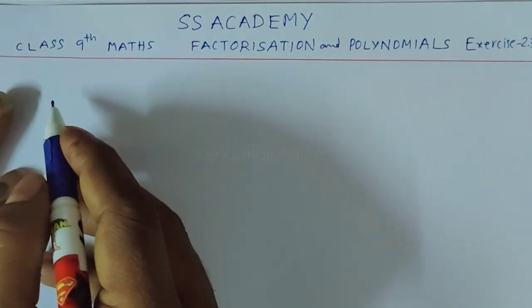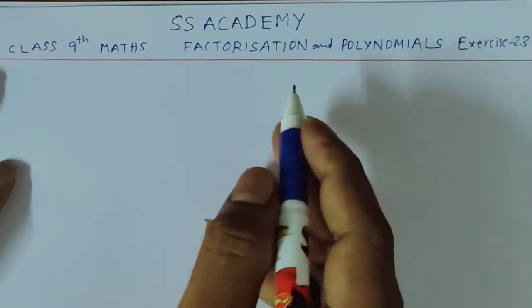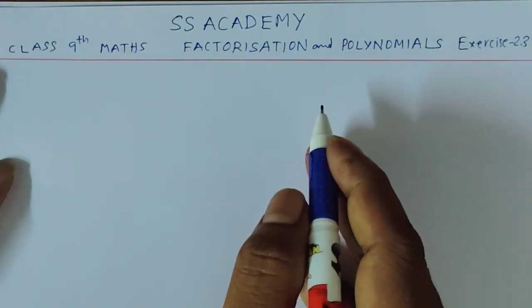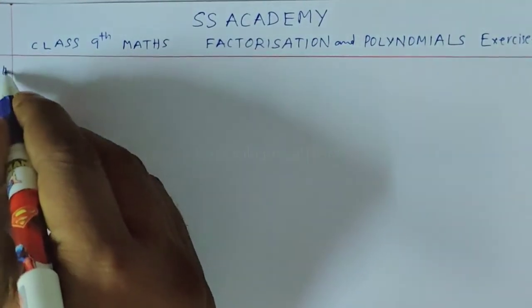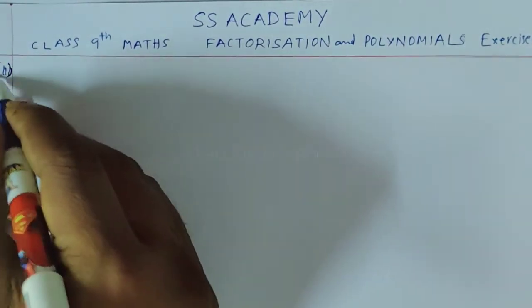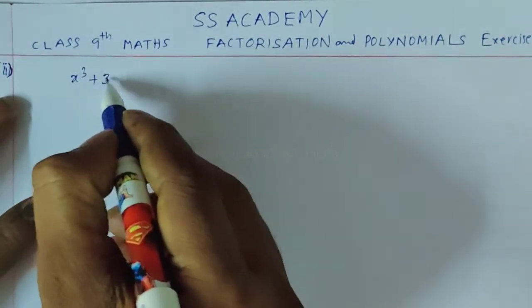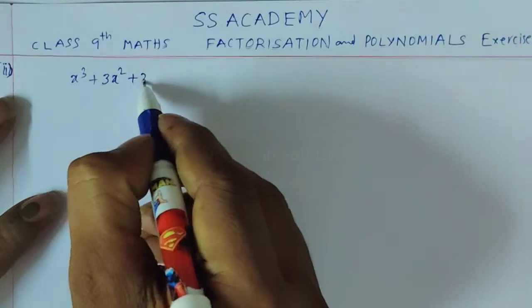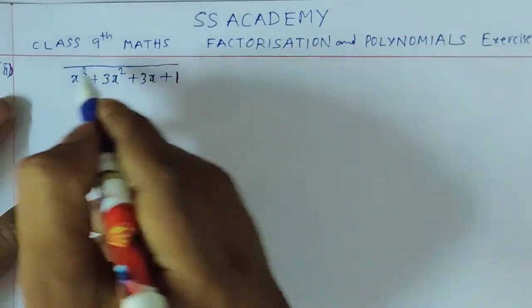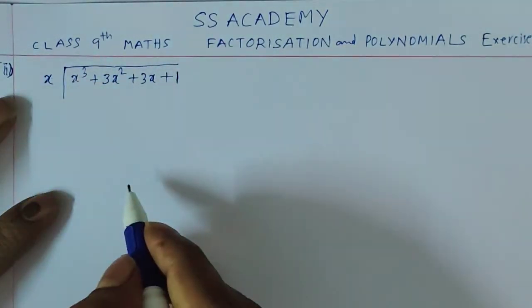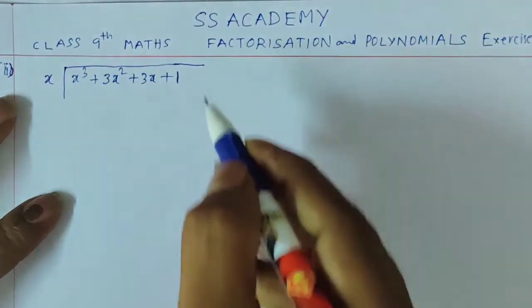Well, today we are going to learn about factorization polynomials exercise 2.3. In the last video we discussed the first two problems, and today I am going to explain the third problem. Here in this problem, x cube plus 3x square plus 3x plus 1 divided by x. To solve these kinds of problems we need to follow three steps.